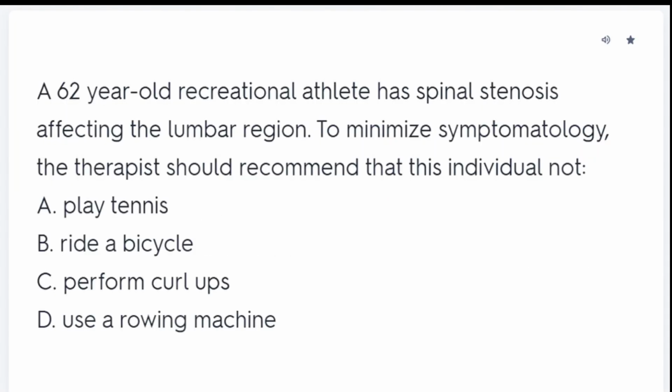An athlete has spinal stenosis affecting the lumbar region. To minimize symptomatology, the therapist should recommend that this individual not: A. Play tennis, B. Ride a bicycle, C. Perform curl-ups, D. Use a rowing machine.